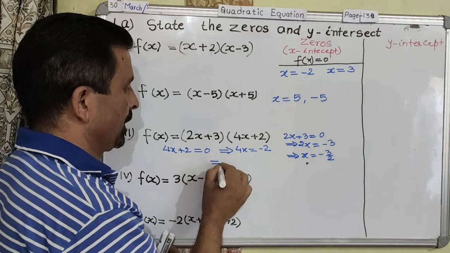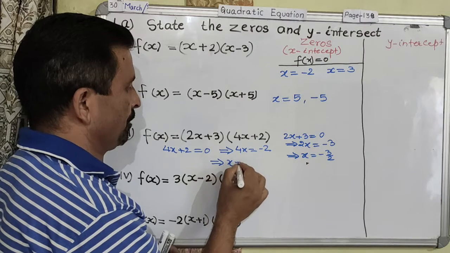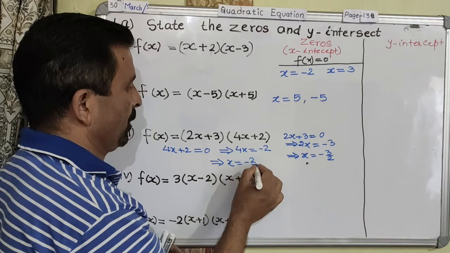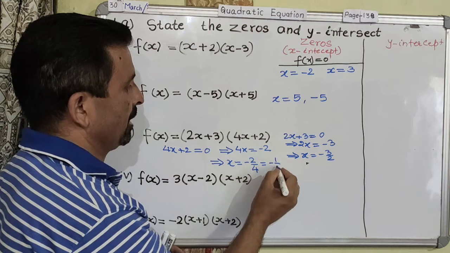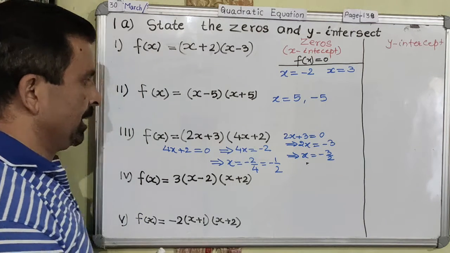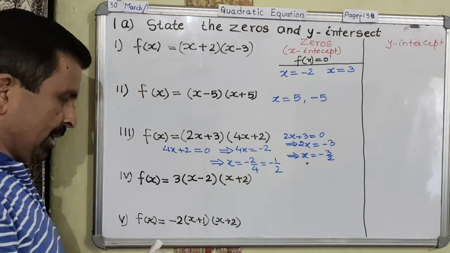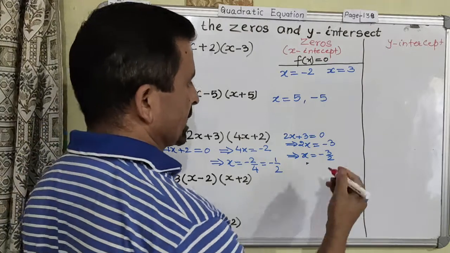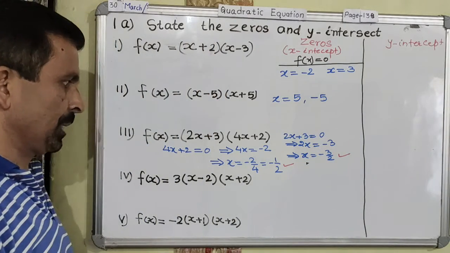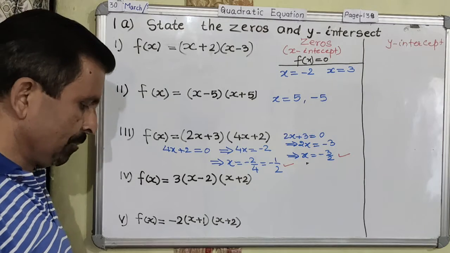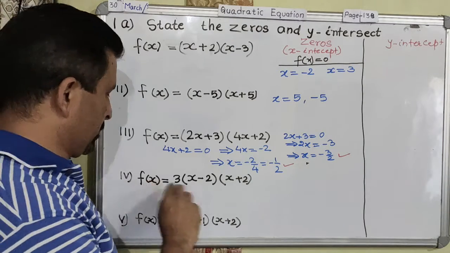This implies your x is equal to negative 2 over 4, and when you simplify this, it comes as equal to minus half. Is it okay? So for the Roman number 3, you got one x-intercept as this one, and then this as the other x-intercept. Clear? Okay.